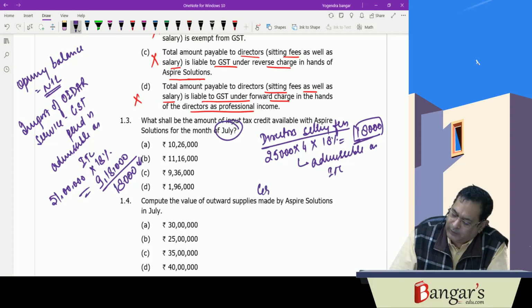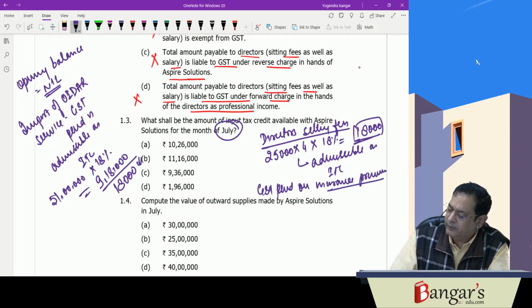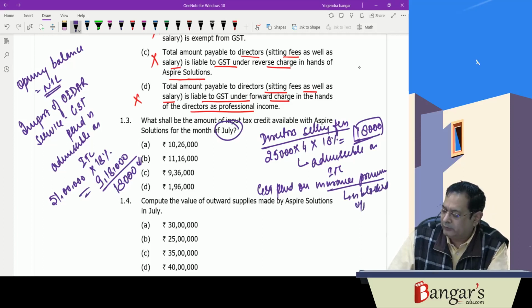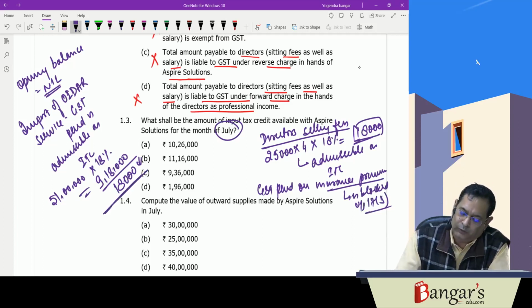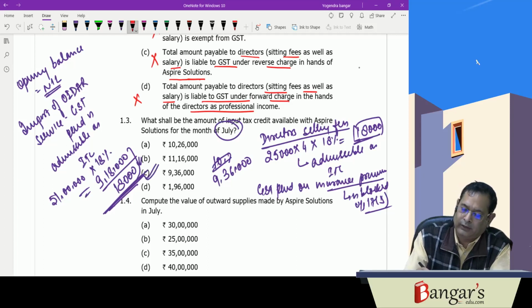And GST paid on insurance premium is blocked under section 17(5) because the same has not been provided under statutory obligation. So the input tax credit which will be admissible will be what? 9 lakh and 36,000 rupees. C is the correct answer here.